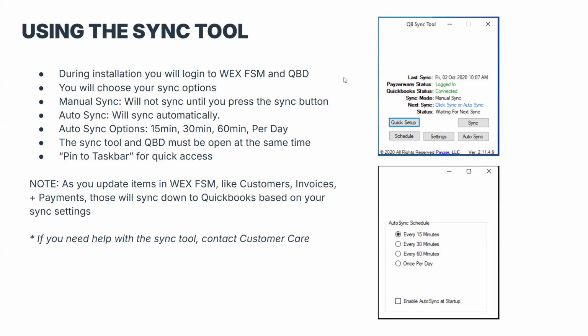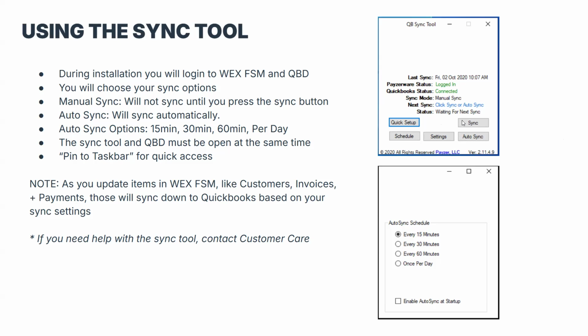Now, once you have the sync tool downloaded to your computer, you will log in to the sync tool. You do only need to do this once. Once you are logged in and it's set, it will keep you logged in. You will have the option to either manually sync. So you've been entering customers, invoices and payments into WEX FSM. Your sync is set to manual sync with the sync tool. You will click the sync button and it will run a sync.